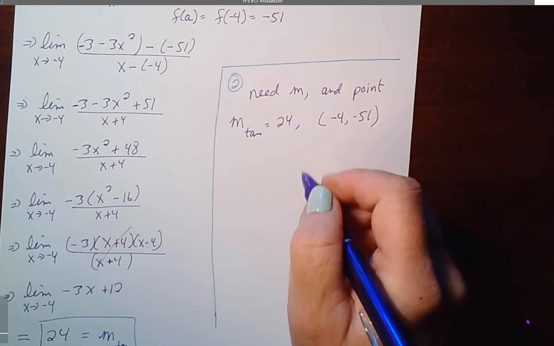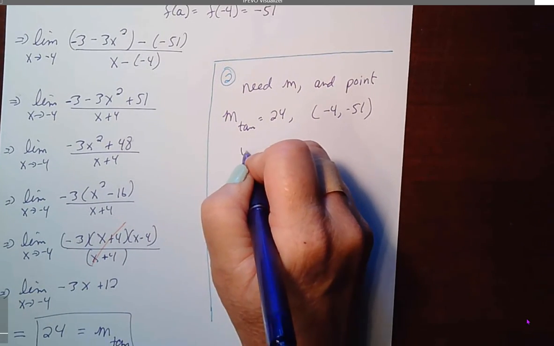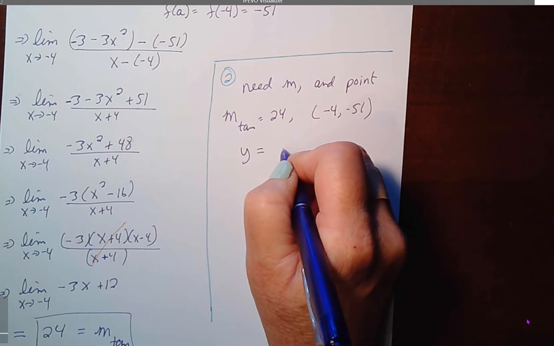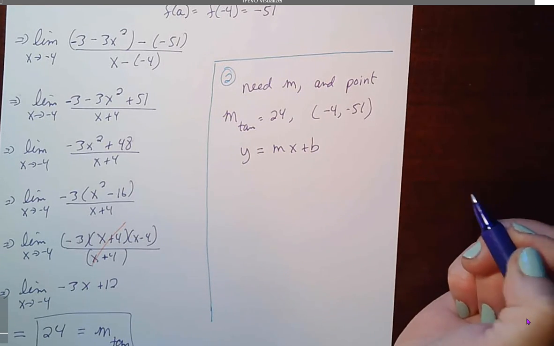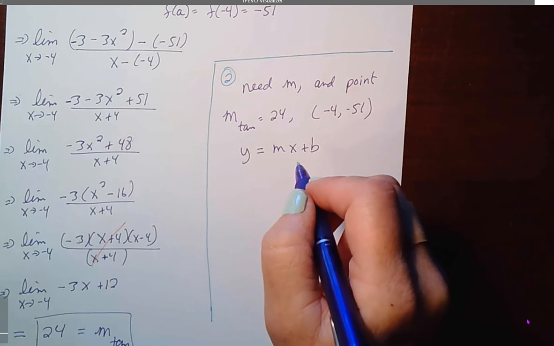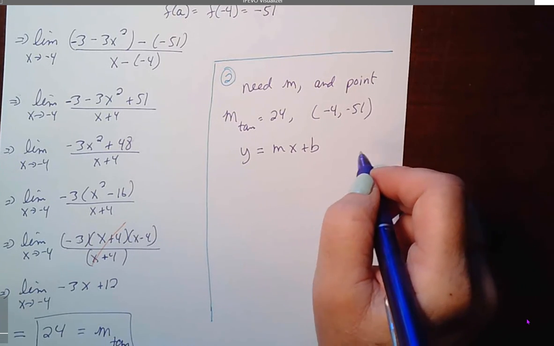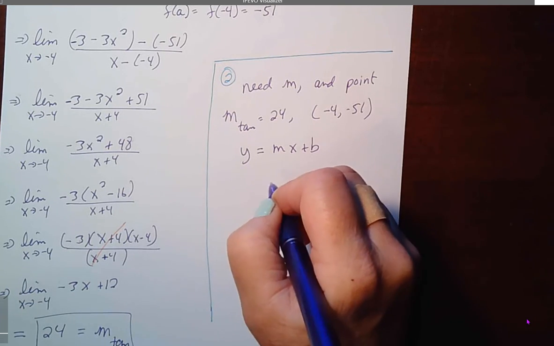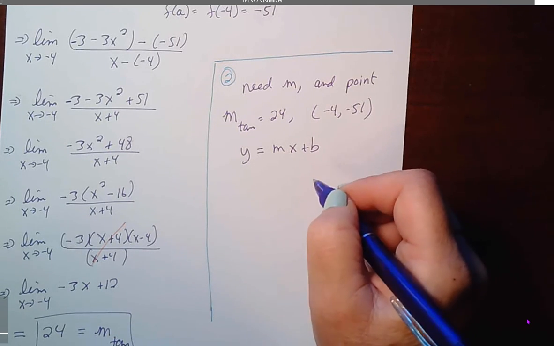So now we want to write it in slope-intercept form. Remember that, guys? Y equals what? Mx plus b. Okay, that's what we want. Now, we can do it one of two ways. We can either use point slope. Remember point slope? Y minus y1 equals m times (x minus x1). You can plug it in, and then solve for y.